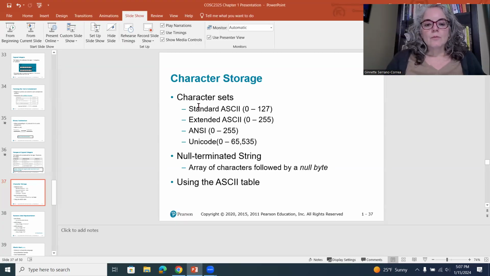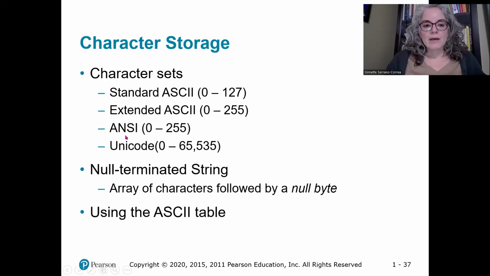So the character sets: we have a standard ASCII table that has 0 to 127. We have an extended ASCII table. We have an ANSI table and a Unicode table. The Unicode table actually contains characters that are found in other languages. That's why it's so big.